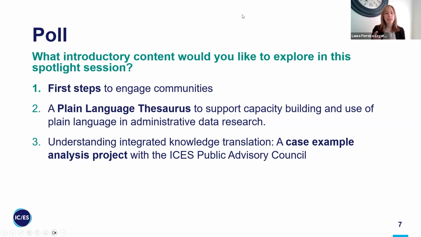Now, the first option is an introduction to what community engagement is and why it's important, along with a very brief snapshot of the first 2 steps you should consider in your research project. The second option, we've been working on a plain language thesaurus to help scientists and staff better communicate research findings to the public and communities. We'll provide some background on that work. And then finally, we've also recently completed an analysis project with our Public Advisory Council, and we'll share some lessons learned. So again, pick your top 2, try not to pick all 3, or just pick 1 if it won't let you pick more than 1.